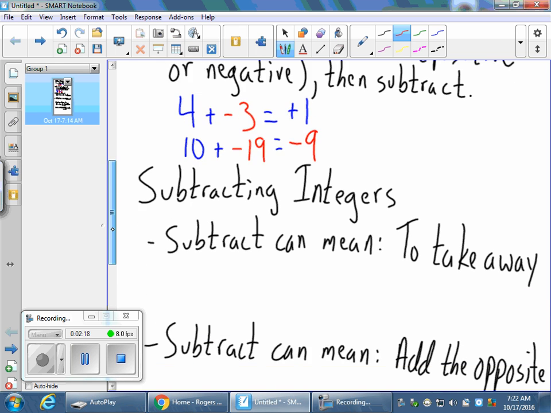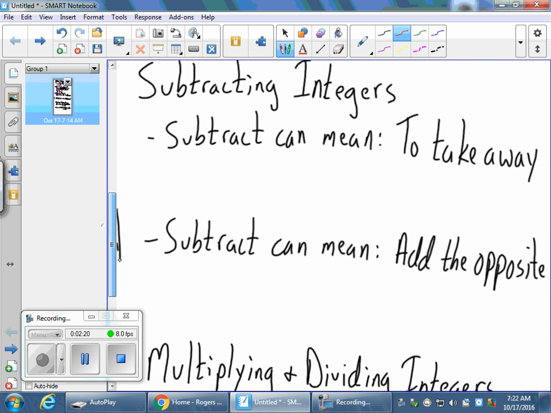Subtracting integers, I want you to think of what you know about subtraction. So that's one way we can do subtraction. And then we're going to look at it another way. First way is take away. So if we're looking at a typical way of subtracting positive numbers, we would say 11 minus 8. So we start with 11 and take away 8. That leaves us with 3.